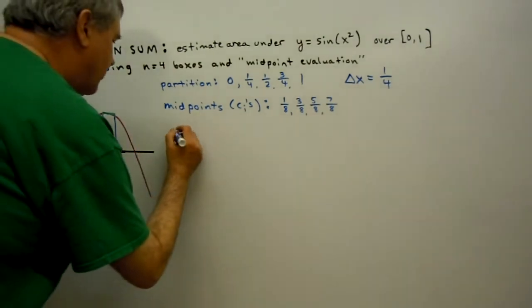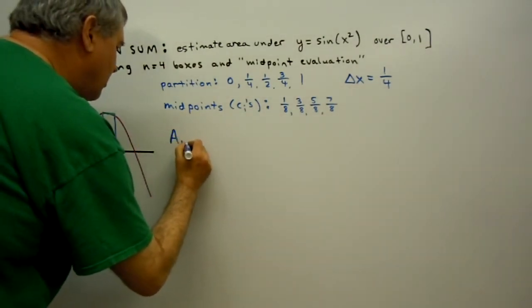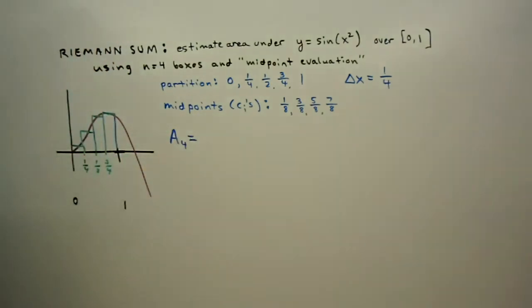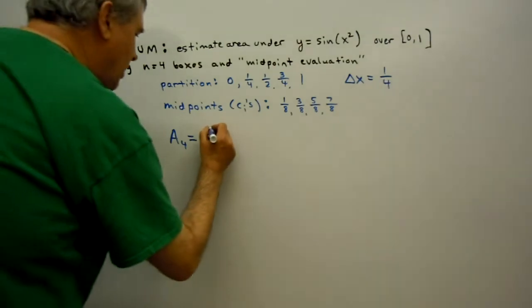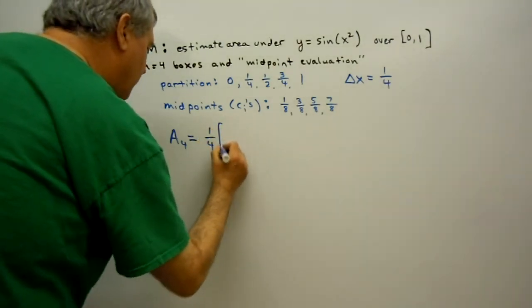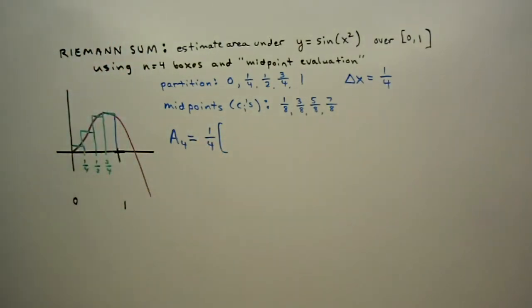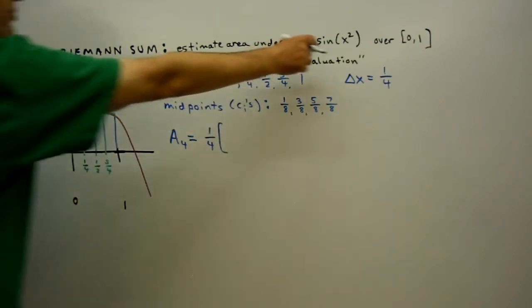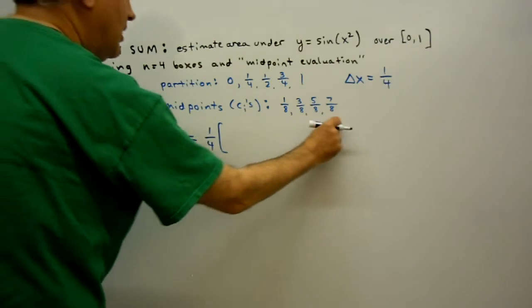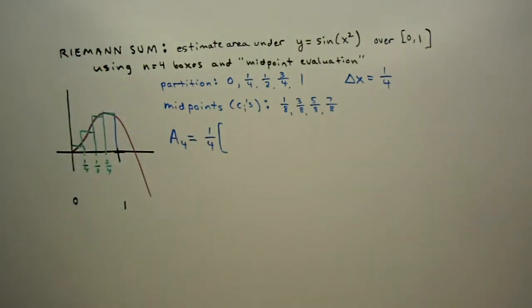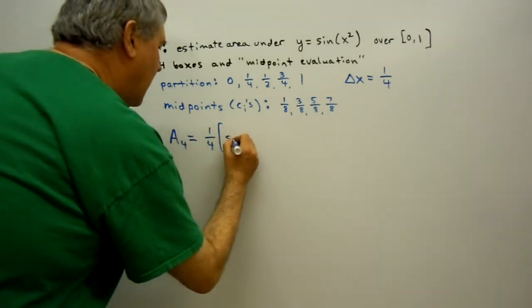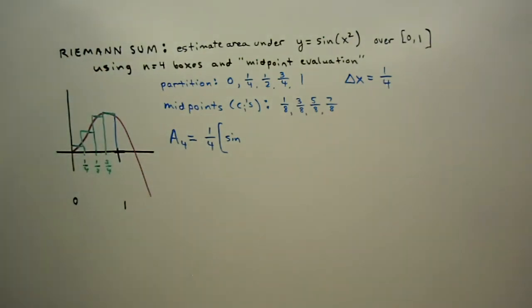So, let's go ahead and evaluate this estimate of that area. That's going to be A sub 4, with 4 boxes. The common width of all of them is 1/4, so we can multiply 1/4 by all of them. And then the heights of each of the boxes are going to be the function sine of x squared evaluated at each of the midpoints. So let's go ahead and put those into the function.